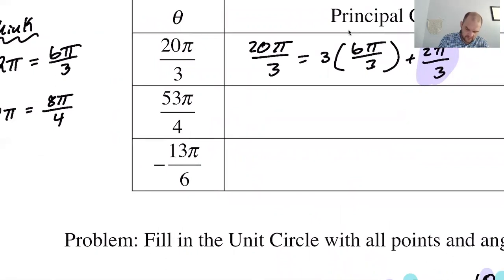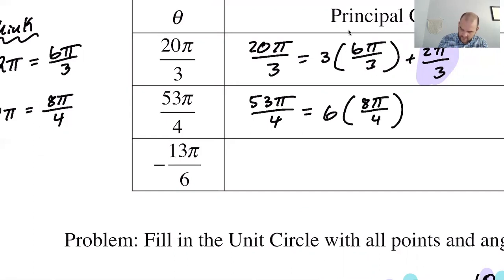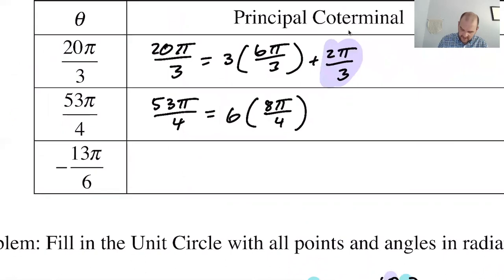Oh, well, let me start with the angle. All right, so 53 pi over 4 should be 6 times 8 pi over 4, which is 48 pi over 4. And then what do you add to 48 to get to 53? You'd have to add 5 pi over 4. So we just dissected this down to its principal coterminal angle. The key thing, though, is that the sine, cosine, and tangent of 53 pi over 4 is the same as the sine, cosine, tangent of 5 pi over 4. That's what we want to use here.